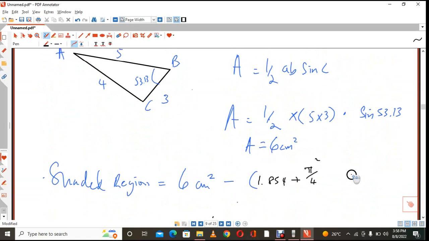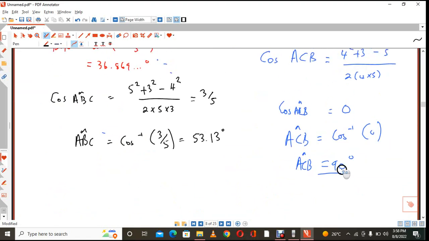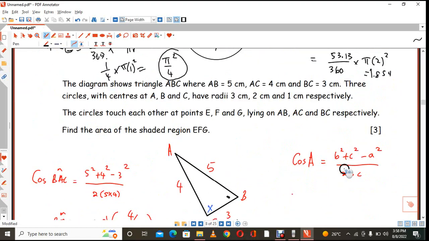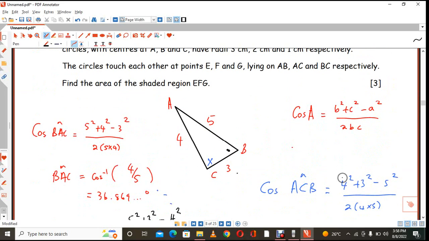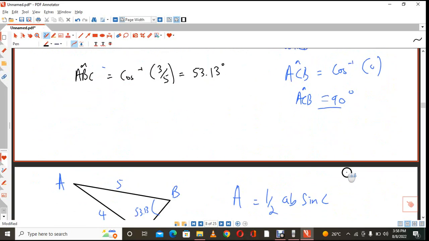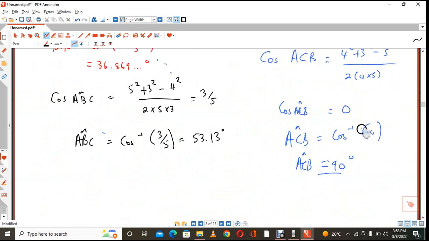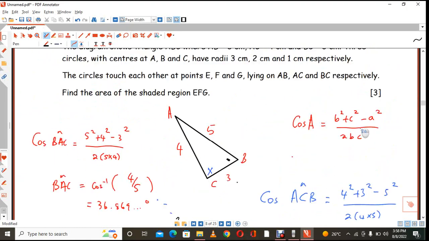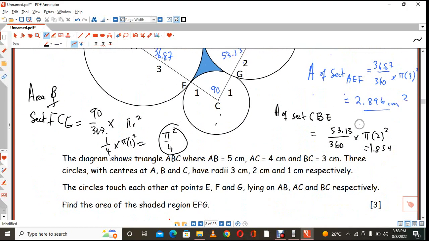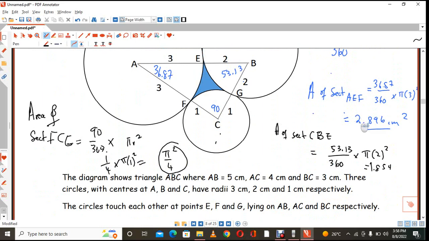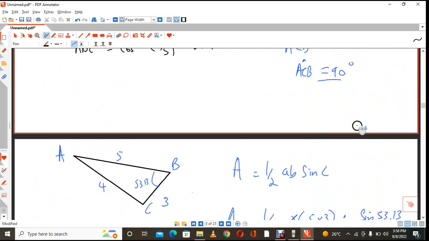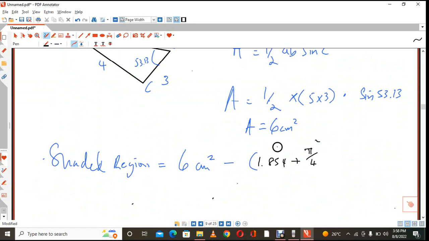Next thing that we need to do is find the third measurement. So we have the one measurement. The third one is we have the 36.869. The other areas here are 1.854 and 2.896.